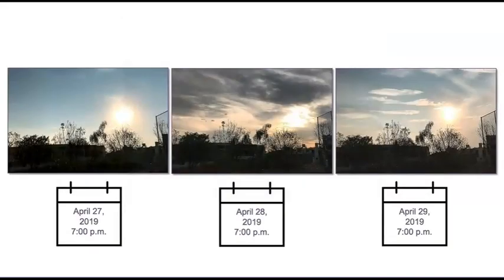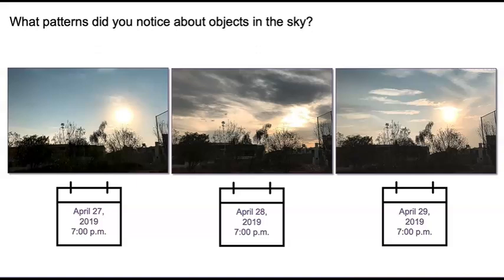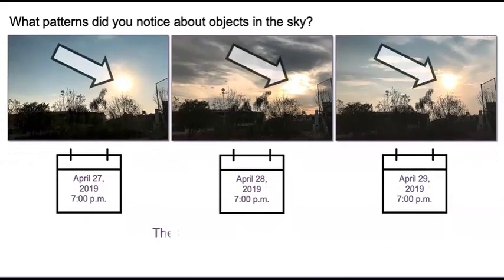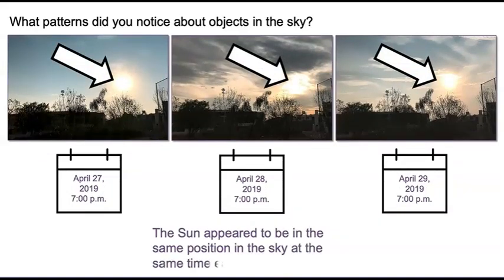To help us identify patterns, we observed the sky just like Tupaya did. We looked at photographs of the sky taken at the same place at the same time for 3 days in a row. What patterns did you notice about objects in the sky? Maybe you noticed that the sun appeared to be in the same position in the sky at the same time each day. This is a great observation.